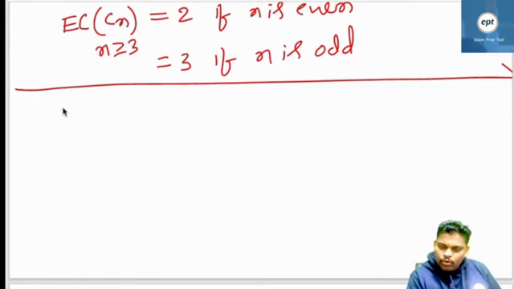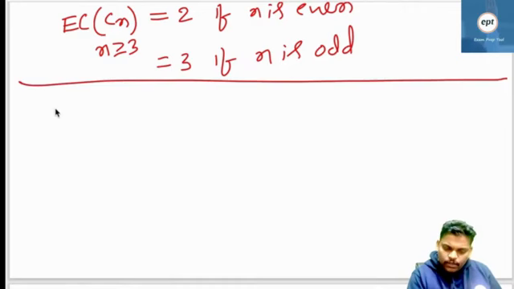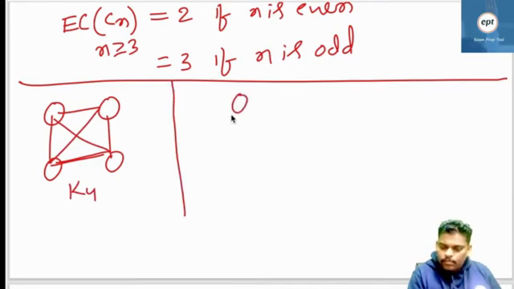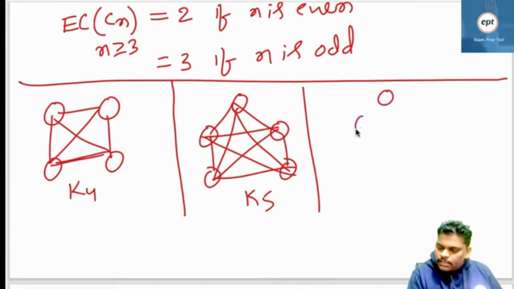Yeah, let's go to one more problem. Can you see this one? It is a K4. It is a K5. It is a K6.